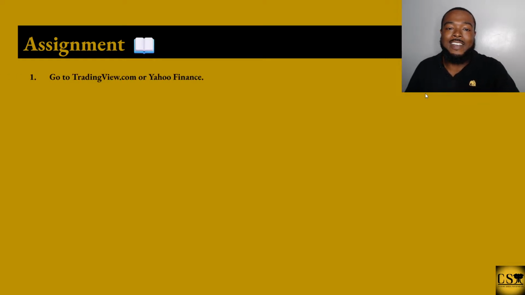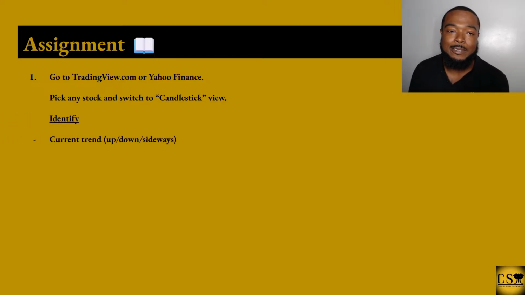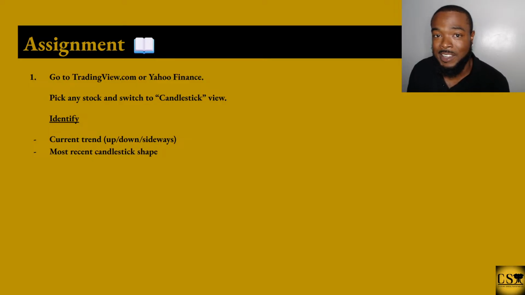The assignment I have for everybody this week: I want you guys to go to TradingView or your Yahoo Finance app, but I prefer you to use TradingView. Make sure you're in candlestick view mode on the chart, not the line chart. And I want you to identify the following. Identify the current trend of the company you're looking at. Is it an uptrend, downtrend, or are we in consolidation, a sideways trend? Identify the most recent candlestick shape. Was it a doji? Was it a hammer? Was it a shooting star? Identify which kind of candlestick it was based on what you learned today.